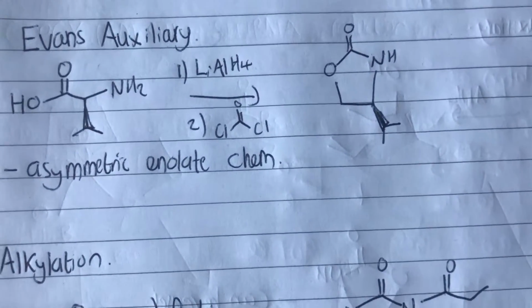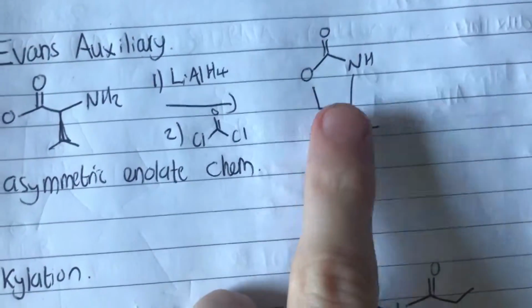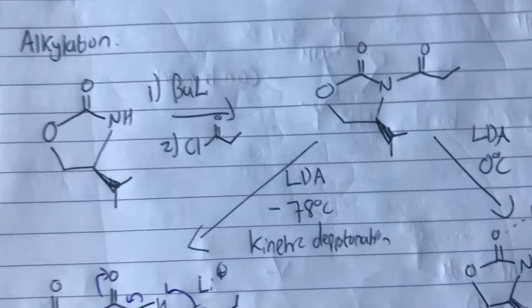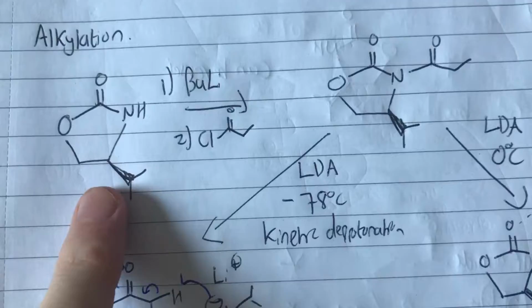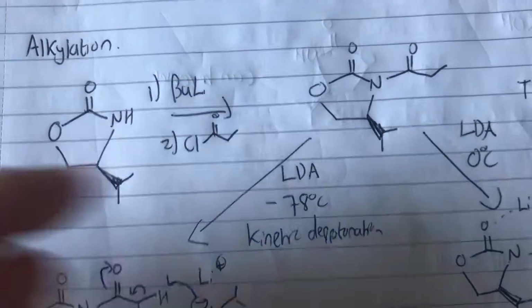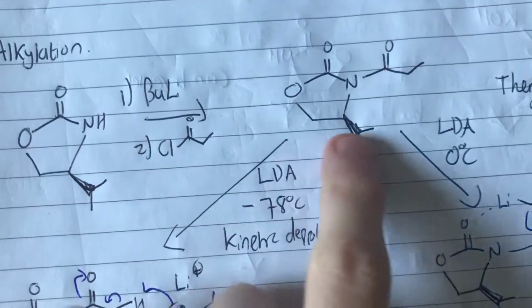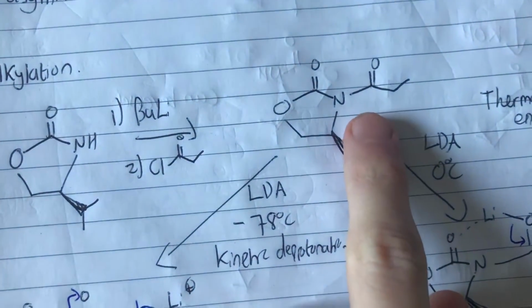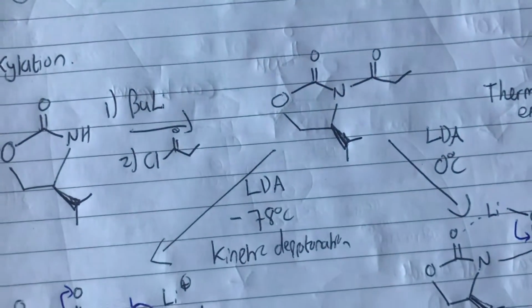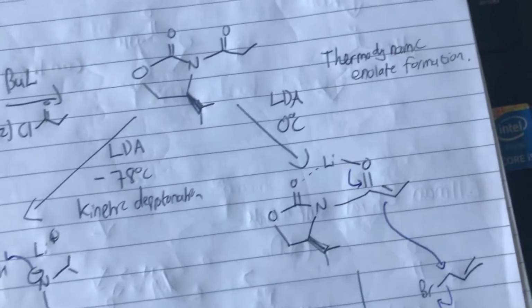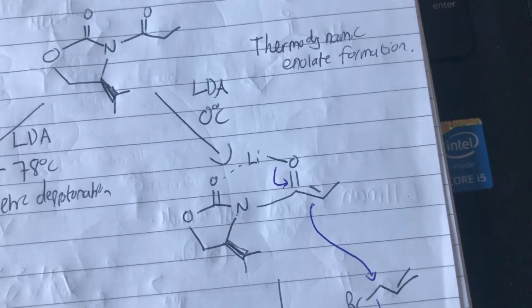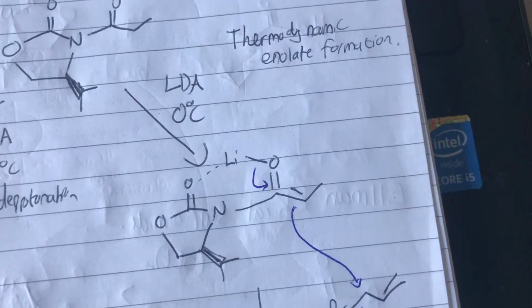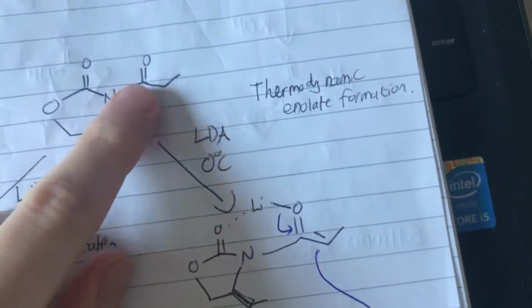So we're doing asymmetric enolate chemistry. That's how you form the auxiliary. So this is the actual auxiliary here, and we can use it in alkylation as well. Once again, we start off here using the auxiliary, and we add butyl lithium to it, which shall go onto here, and then that chlorine can attack as well. And then after that, we can use LDA. We have got a thermodynamic enolate formation. So we've got the lithium in close proximity to this oxygen up here.